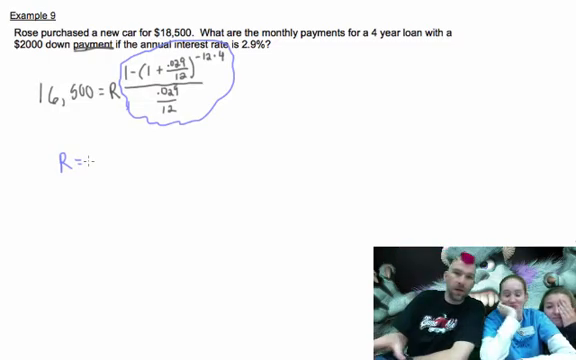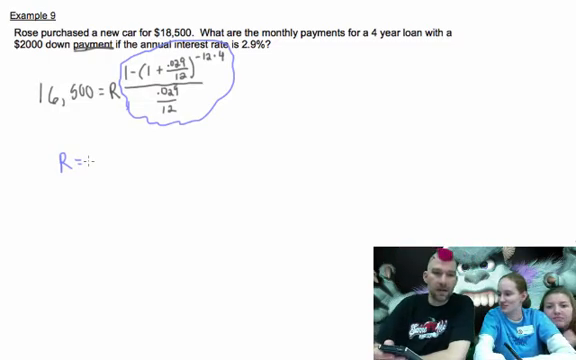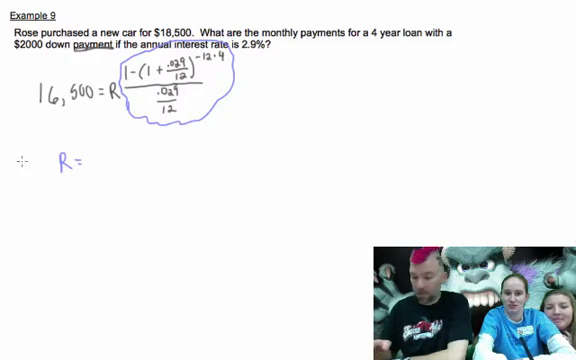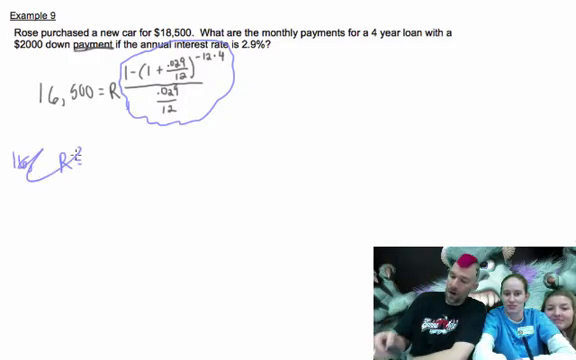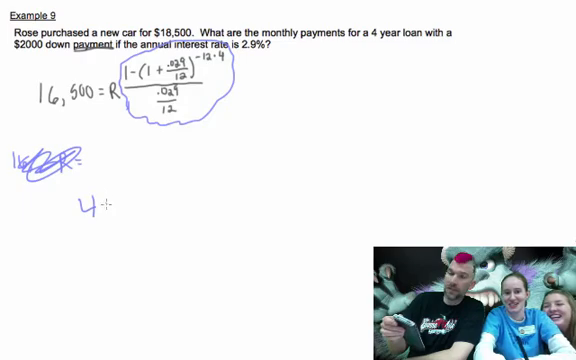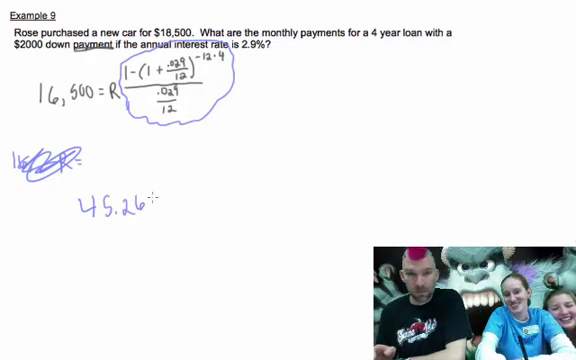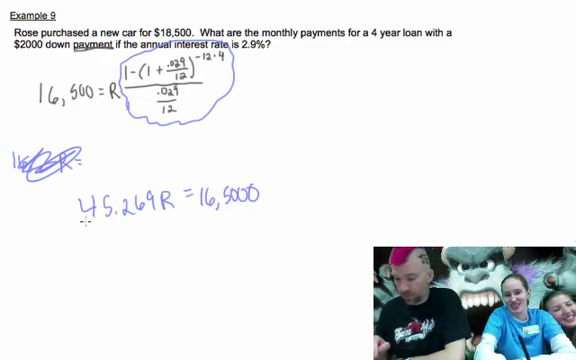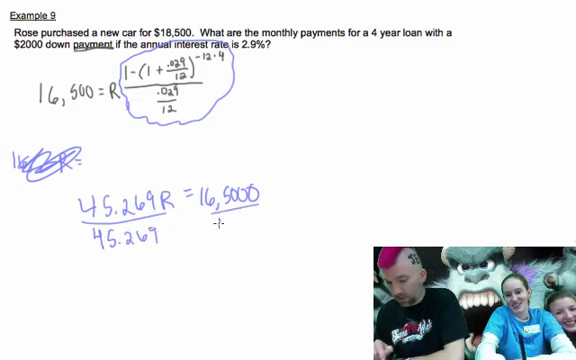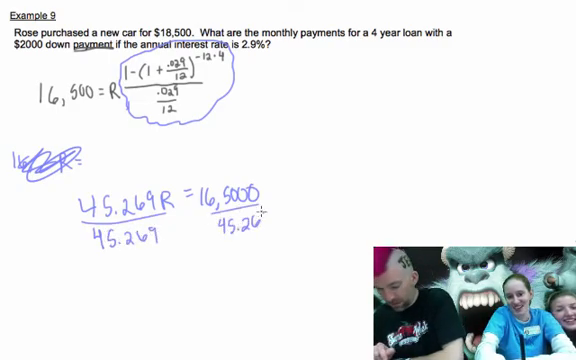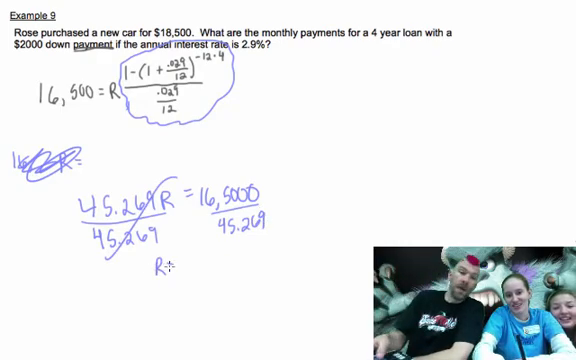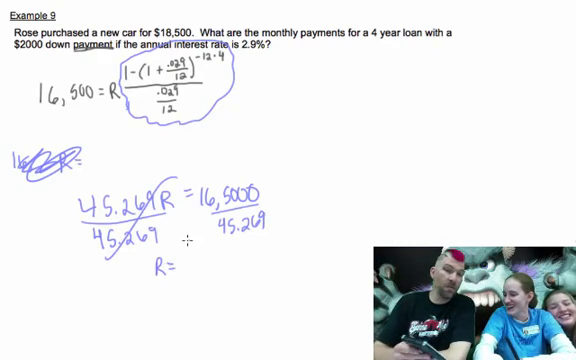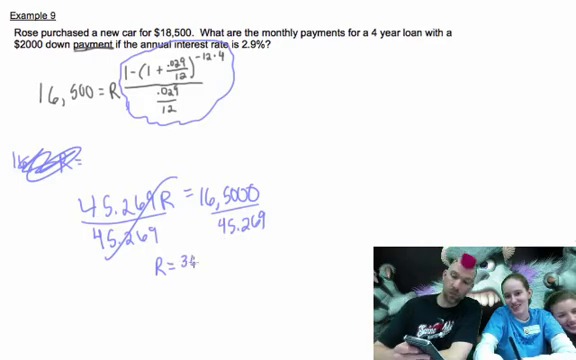Okay, so 16,500 is going to be divided by 45.269. Right, so there you go, dividing it into it. Okay, Steve, you're one step ahead of me there, and it's all good. So our payment R equals this. Having made some payments myself, I feel like this is pretty correct.